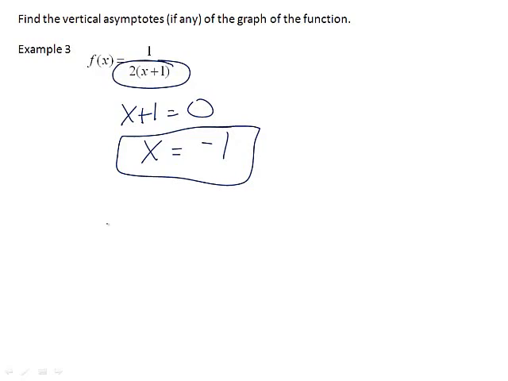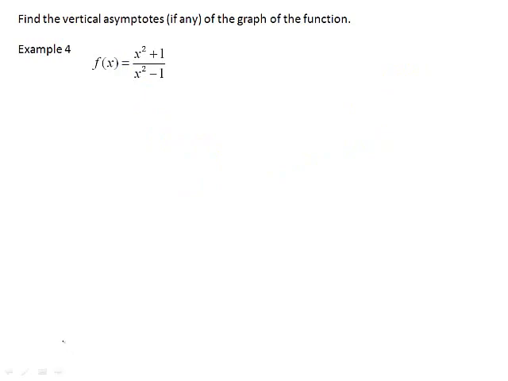To get the vertical asymptotes, we set the denominator, what's left in the denominator, equal to 0. The 2 would divide out, right? So if I set that equal to 0, the 2 divides out, and I'm still left with x plus 1 equals 0. Okay? Because to find the vertical asymptotes, we set the denominator equal to 0, whatever's left. If it cancels, it's a hole. If it's left in the denominator, it's an asymptote. All right, here's the next one. Write it down.